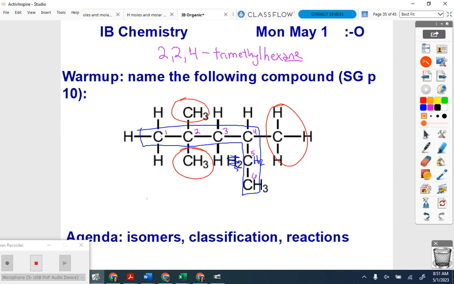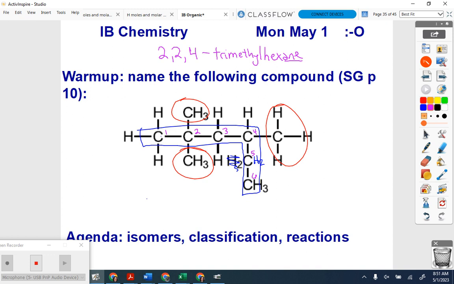If there was a double bond in here, it would be an ene. If there was a triple bond, it would be an yne with a Y. If there was an alcohol, it would be hexanol. So it would actually be hexane dash the number of the carbon dash ol. I'm not going to go into a lot of that.